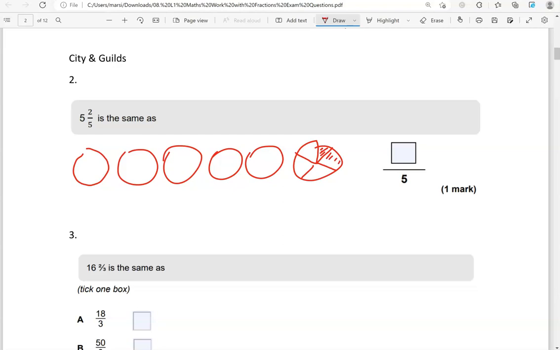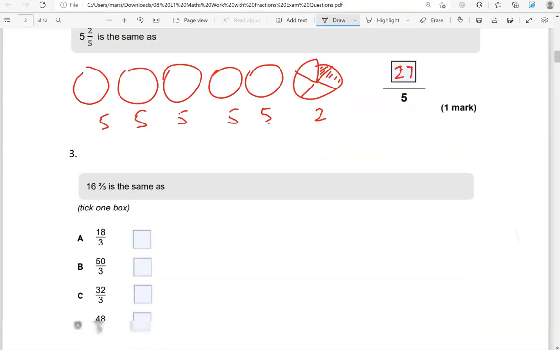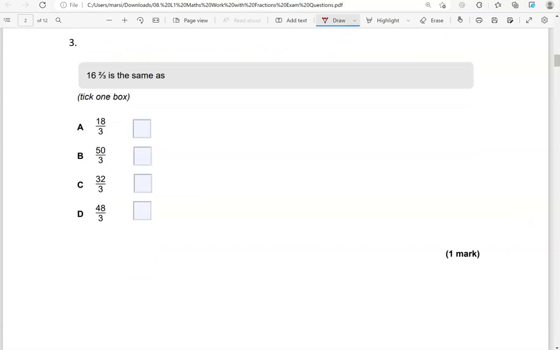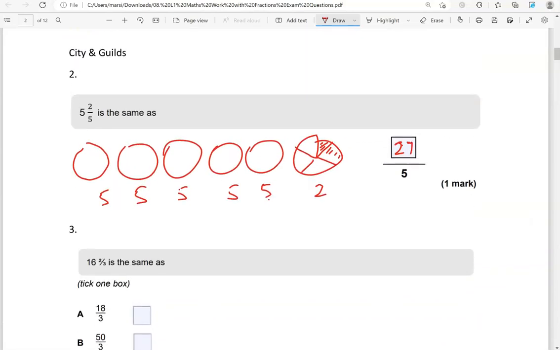So there will be 2 slices here. There are 5 in this one, 5 in this one, 5 and 5, because we cut them all into equal number of slices and equal size as well. So we have 5, 10, 15, 20, 25, 27/5. 27 of these slices. You can also multiply 5 by 5 to give you 25 and then add the 2.